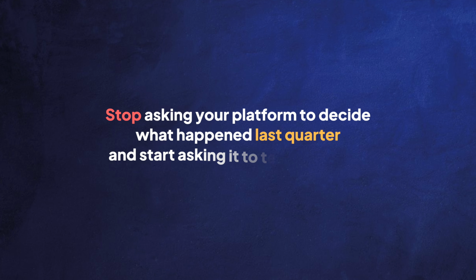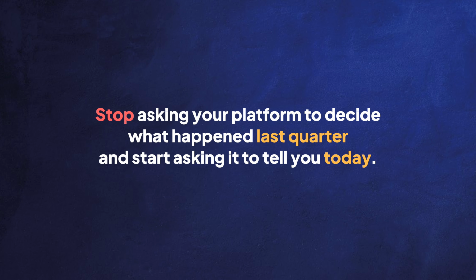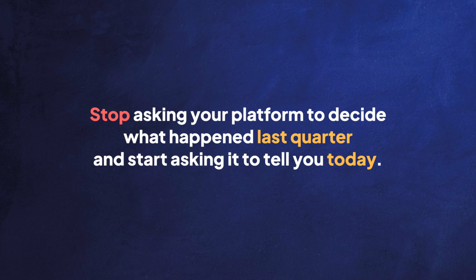It will show an aggregate engagement score that's drifted down by a point or 2, and no one's going to do anything because a point or 2 is nothing. But the system knows. The data is sitting there, it's just not asking the right questions. The shift I want you to make is this. Stop asking your platform to decide what happened last quarter and start asking it to tell you today: which group of members is unusually quiet? That's the job. That's where retention is won and lost.